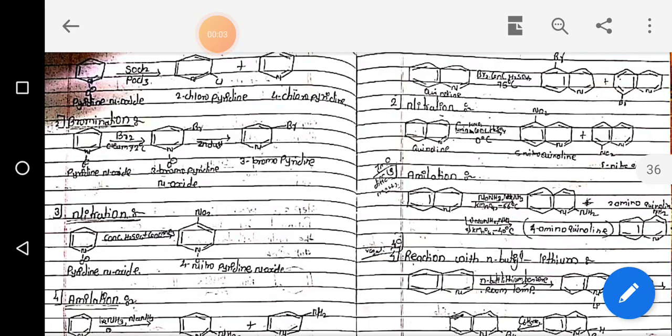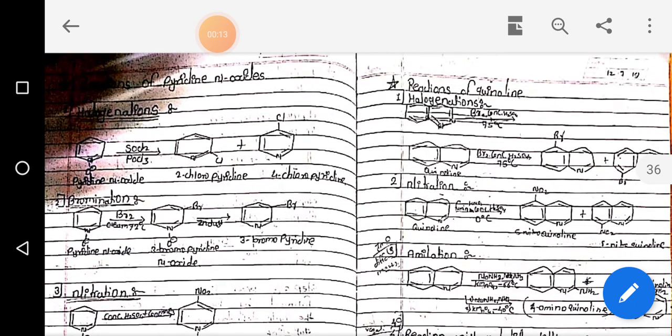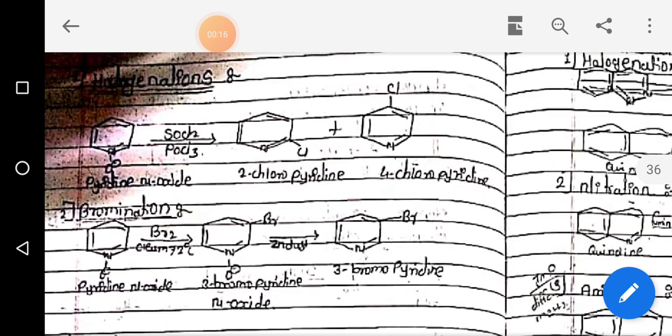In the yesterday lecture, we covered some part of the reactions of pyridine N-oxides. In that, we covered the chlorination reactions of the pyridine N-oxides. And the reagent used for these reactions is thionyl chloride, SOCl2, along with POCl3.